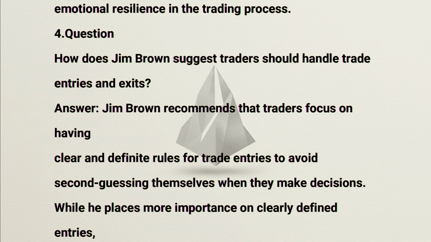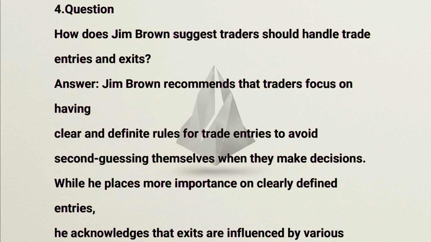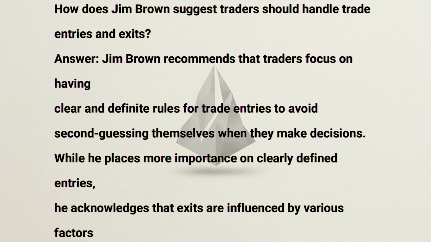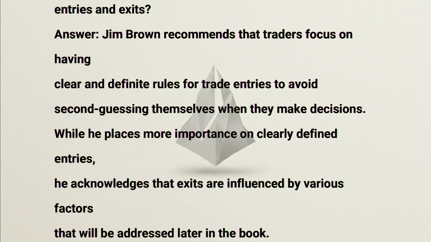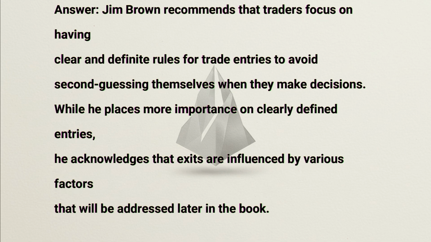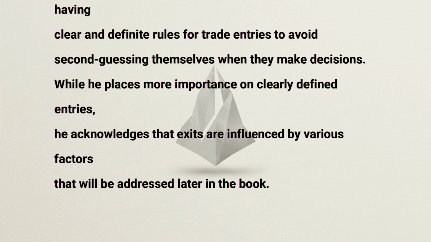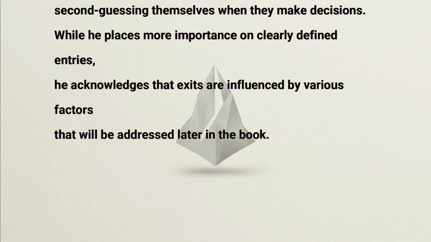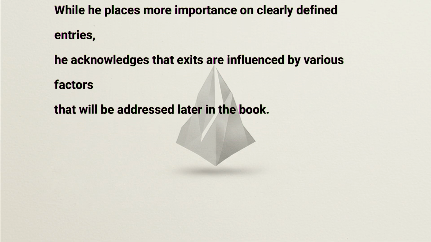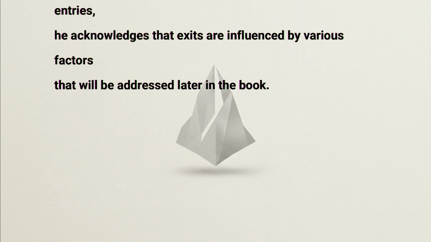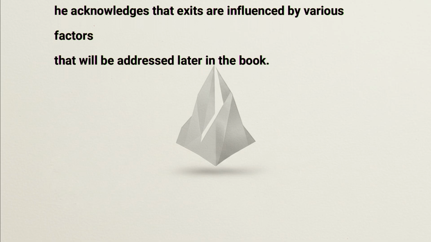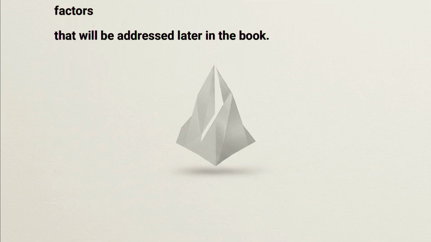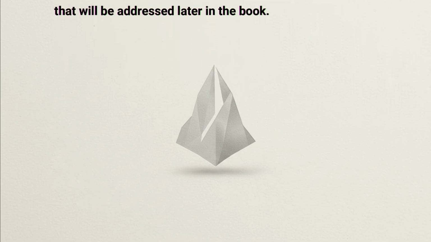4. Question: How does Jim Brown suggest traders should handle trade entries and exits? Answer: Jim Brown recommends that traders focus on having clear and definite rules for trade entries to avoid second-guessing themselves when they make decisions. While he places more importance on clearly defined entries, he acknowledges that exits are influenced by various factors that will be addressed later in the book.